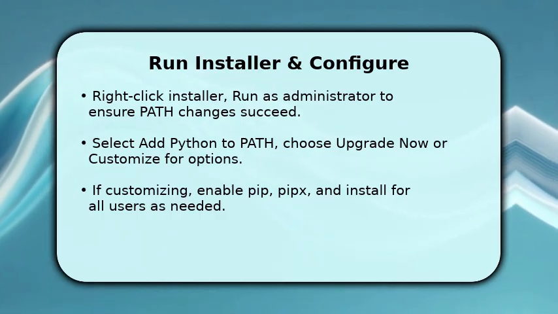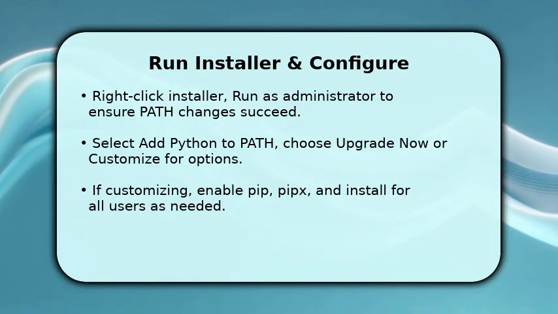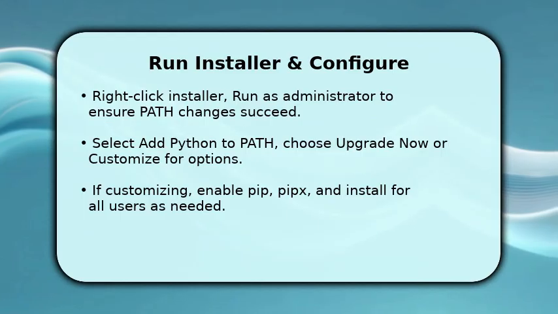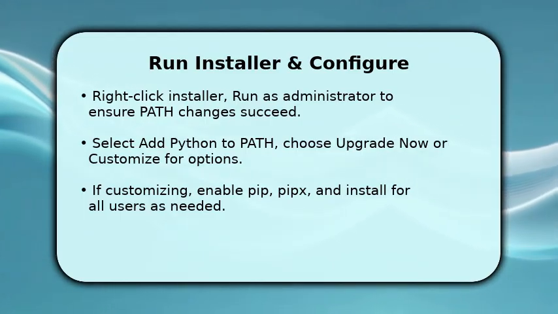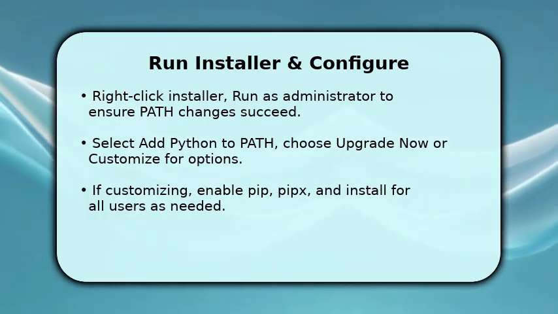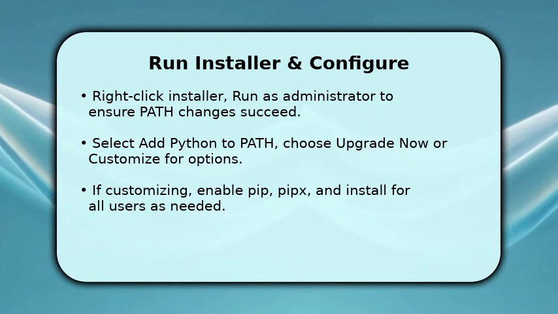Choose Upgrade Now for a quick in-place update, or Customize Install if you need specific features like pip, Tcl/Tk, or documentation. If you select Customize, enable pip and install for all users. This avoids permission issues later. Once you confirm, the installer replaces binaries and updates file associations.